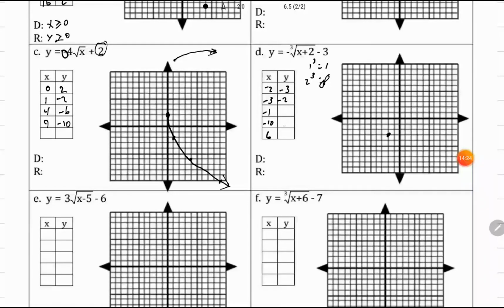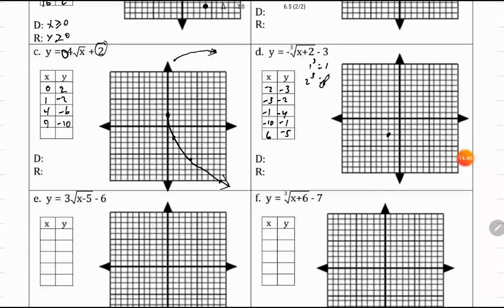Okay, and then another example, I plug in negative 10. Negative 10 plus 2, or let's try 6. 6 plus 2 is 8. Cube root of 8 is 2. So that makes it easier. So negative 1 comes out to be negative 4. Negative 10 comes out to be negative 1. And 6 comes out to be negative 5.